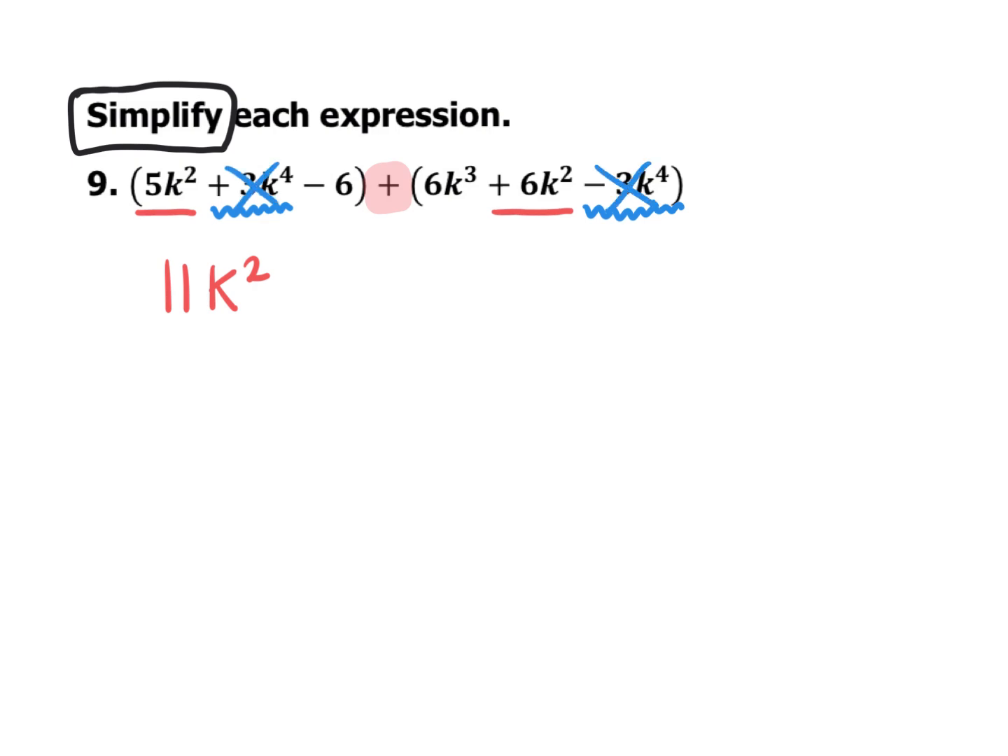Next, let's look at plus 6. Well, a negative 6. Negative 6 doesn't have any k after it, and there's nothing I can add it with, so I'm just going to go ahead and bring it down. And then the last thing I have here is this k to the 3rd. Well, I don't see any other k to the 3rd, and it's a positive, so I'm going to write plus 6k to the 3rd. So this is my final answer, and I can leave it like this.